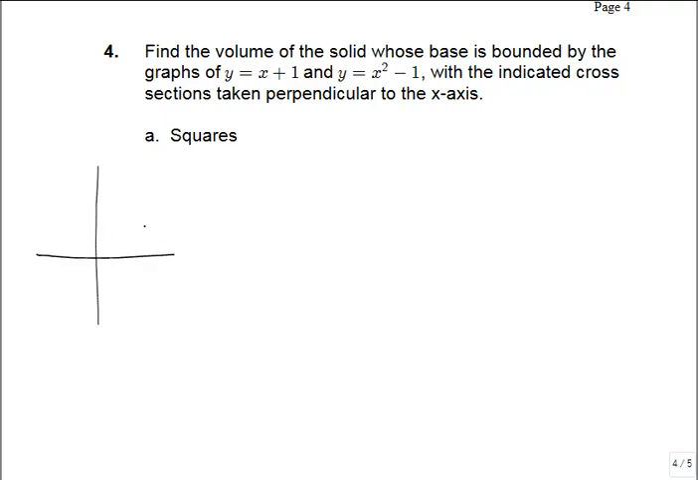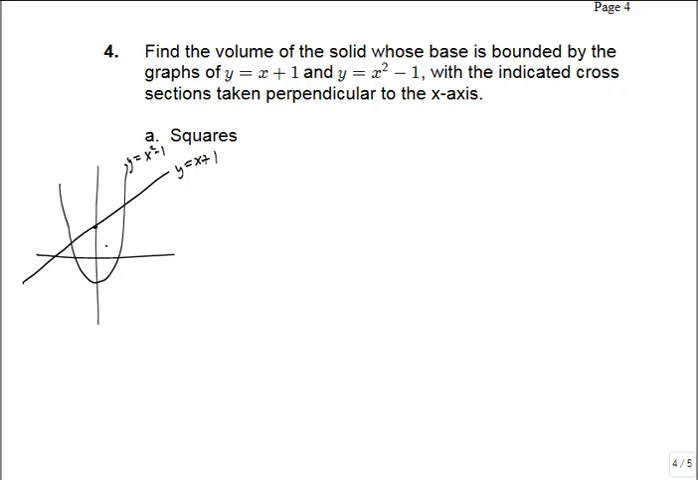So y equals x plus 1 is just a line with a y-intercept of 1 and a slope of 1. So it's going to look something like that. And then y equals x squared minus 1 is just a parabola that's shifted down 1 unit. So it's going to look something like that. So the intersection of the two regions would be this shape right here.